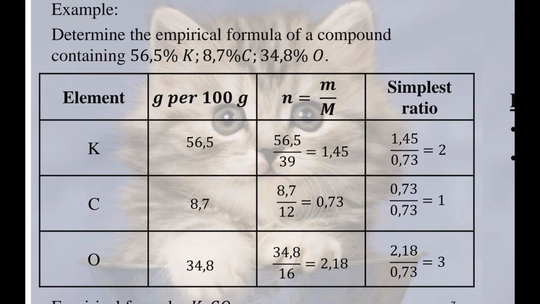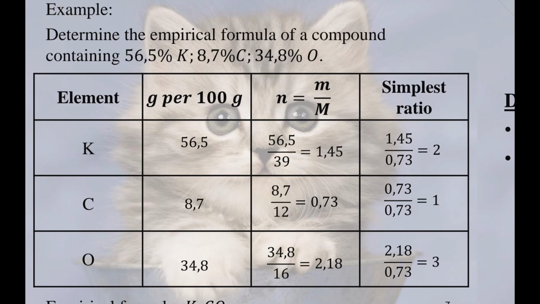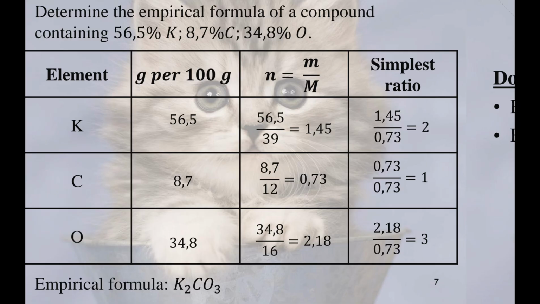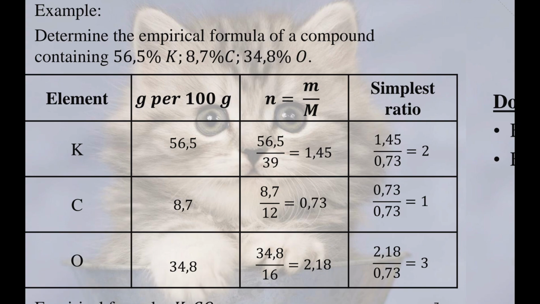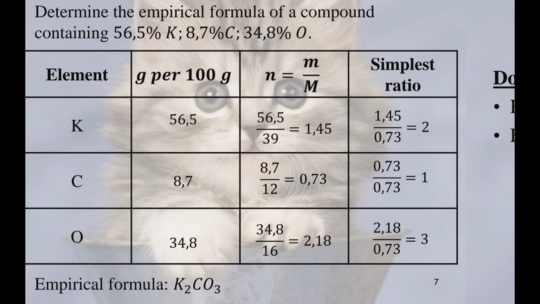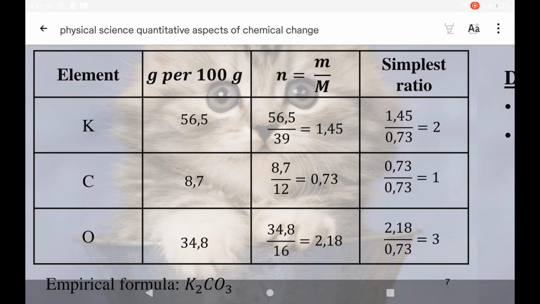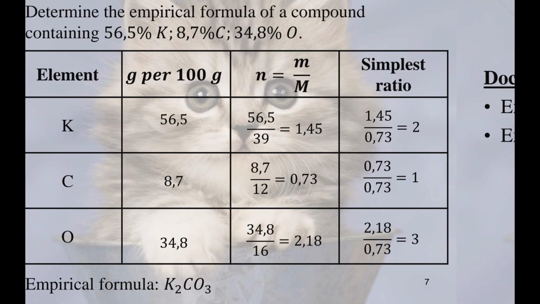So you will make a table if you prefer to do it this way, or you can write it however you want, but I'd advise you to use a table. You can see the elements K, C, O, and then grams per 100 grams, because when we add the percentages, it gives us 100 grams, which is 100%. Convert percent to gram, don't get confused. Remember, for potassium we have 56.5, for carbon we have 8.7, and for oxygen we have 34.8.